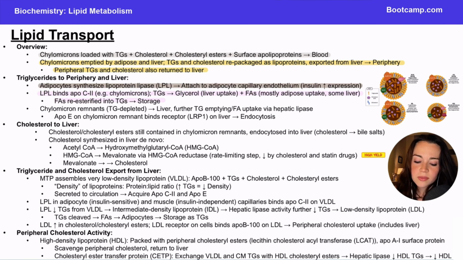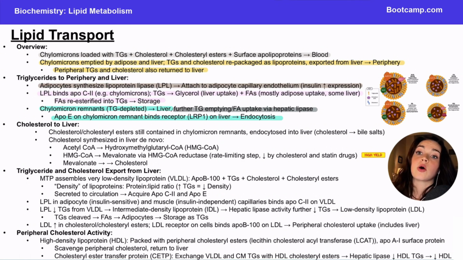Then those chylomicron remnants, which were partially depleted of triglycerides, used their ApoE surface apolipoprotein to bind to the ApoE receptor on the liver. Now technically that has a name called the LRP1 receptor, and that allowed that chylomicron remnant to be taken up and endocytosed into the liver, at which point that enzyme hepatic lipase could further facilitate the emptying of those chylomicron remnants. So that's how our triglycerides get into the liver, as well as those adipocytes.